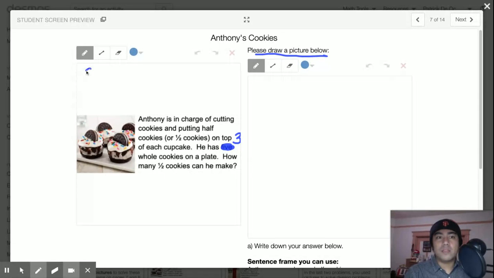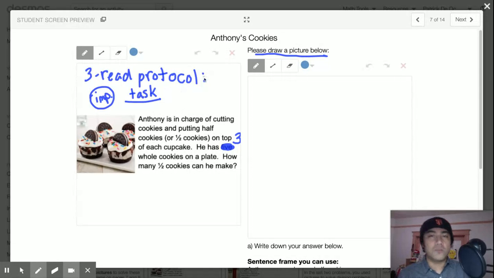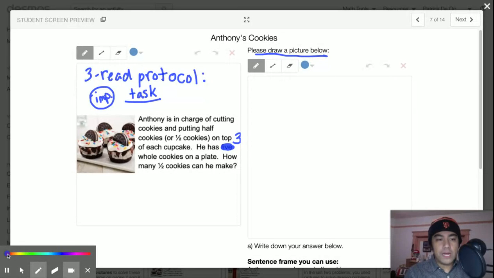Now, we talked about the 3-read protocol, and that is very helpful for doing long word problems or just word problems in general, okay? So 3-read protocol is basically circle anything that you think is important and underline what the task is, okay? So if you need to, read this 3 times or more and circle important information and underline the task, okay? So you're going to see me practice that right now, okay? And we're going to pretend that I read this already 3 times, okay?